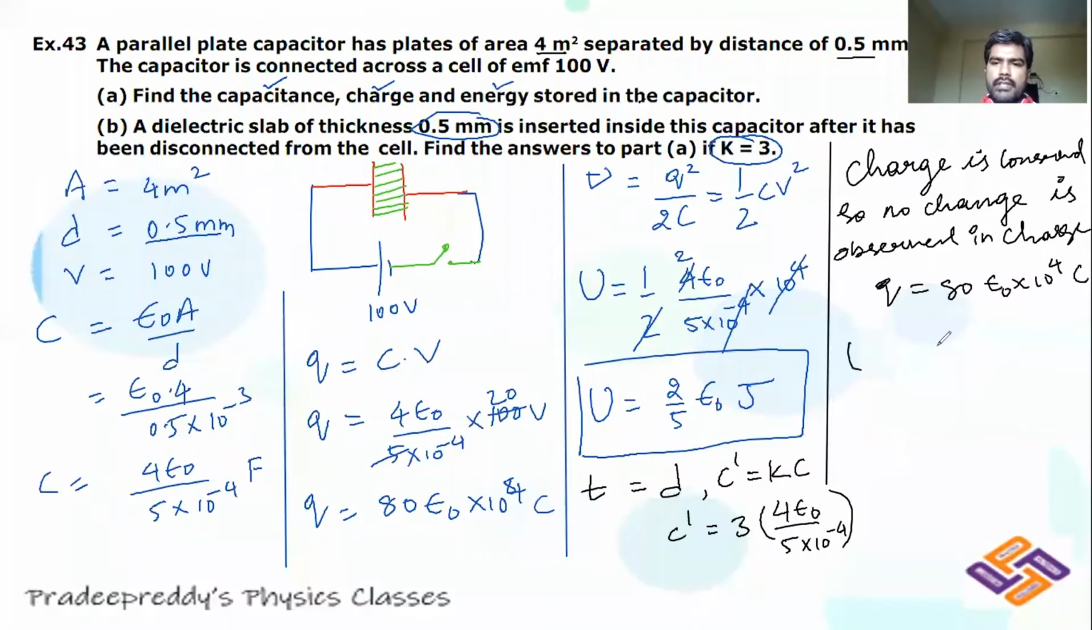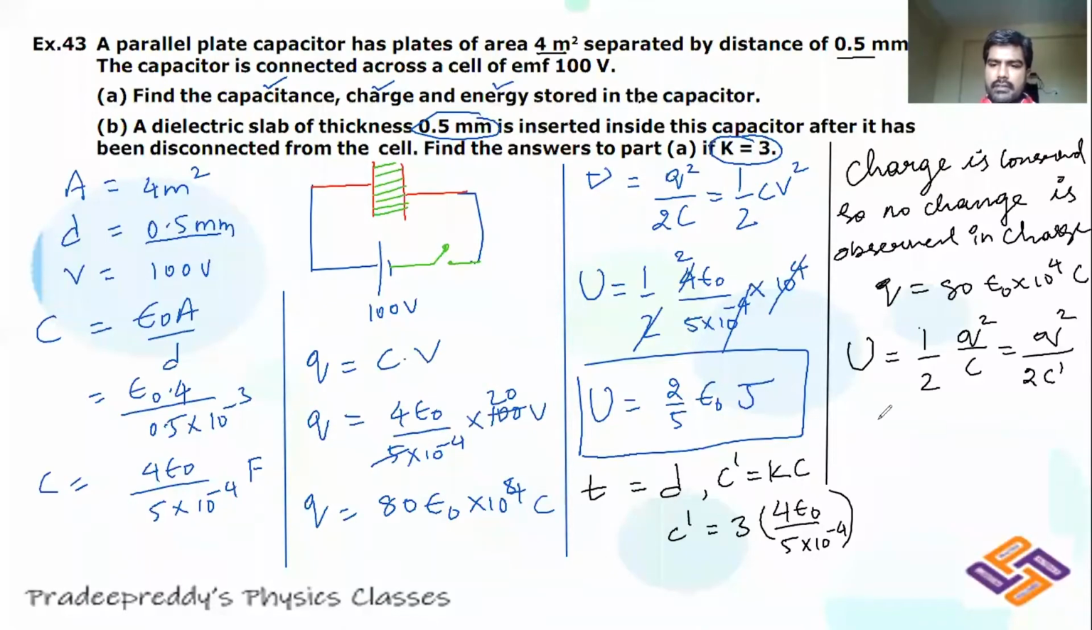Potential energy U is equal to half... or rather, you should not use half CV square here, you should use Q square divided by 2C, because you are disconnecting the battery. So V becomes 0 here. So you cannot use half CV square, use Q square divided by 2C. Q is already known to you, C is increased to C dash. So this gives you Q square divided by 2C dash.